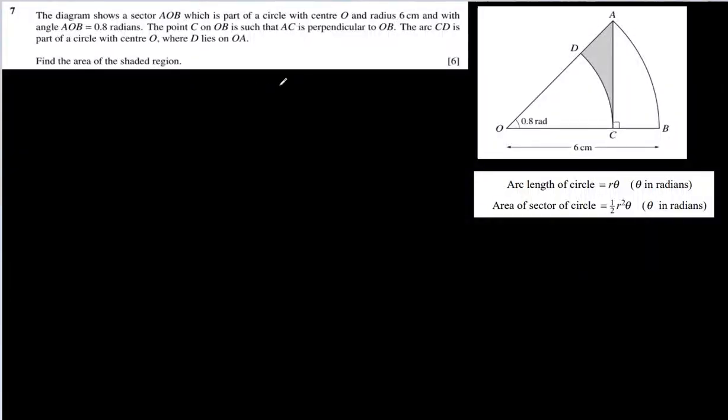Question number 7 from March 2020, paper 12. In this question, clearly they're saying find the area of the shaded region, and they have given details of this diagram on the right side.